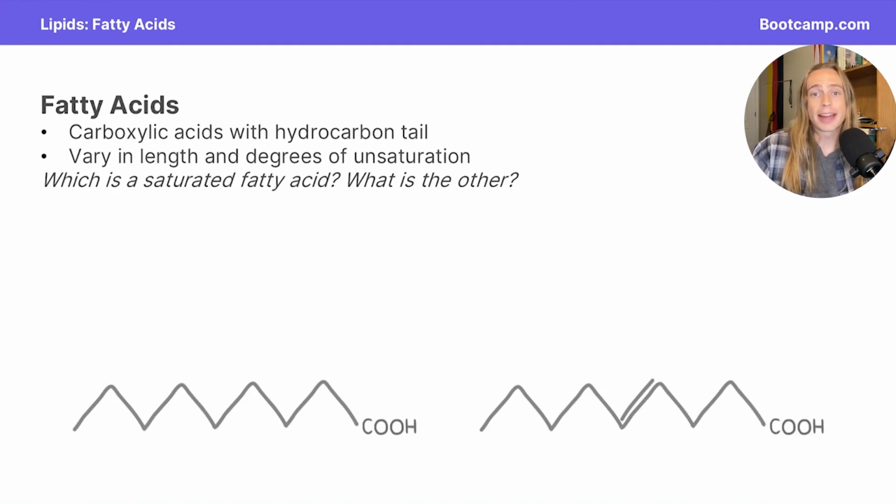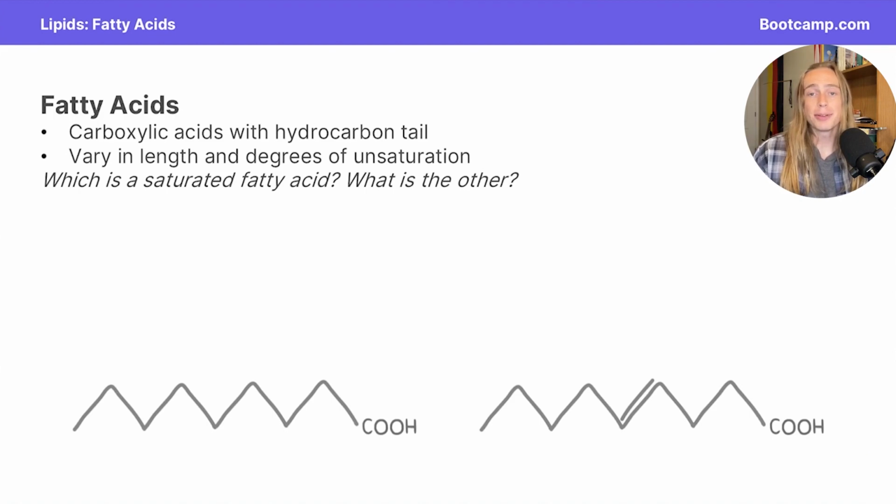Now we're going to talk about fatty acids a little bit more in depth. Fatty acids then are just organic molecules that contain a carboxylic acid functional group and a hydrocarbon tail. These fatty acids can vary in length, although most tend to be about 12 to 18 carbons long, and they also can vary in degrees of unsaturation.